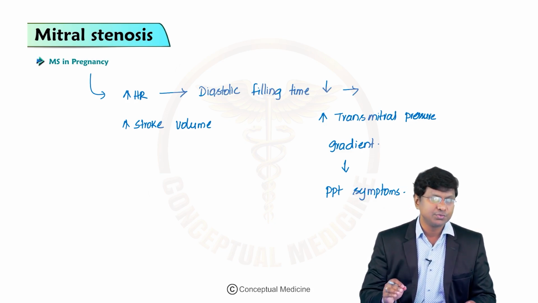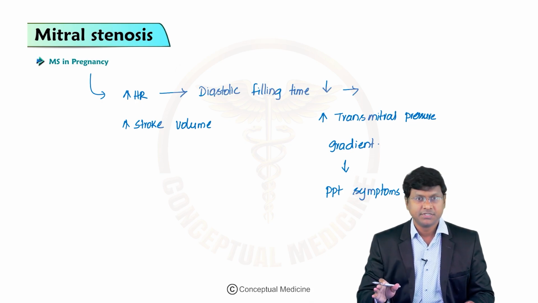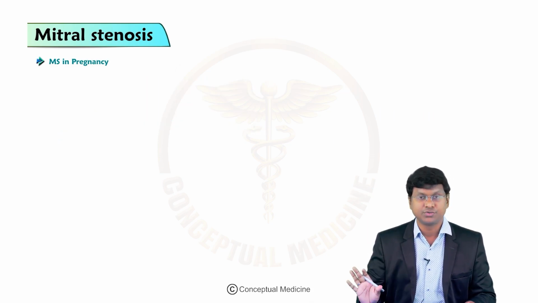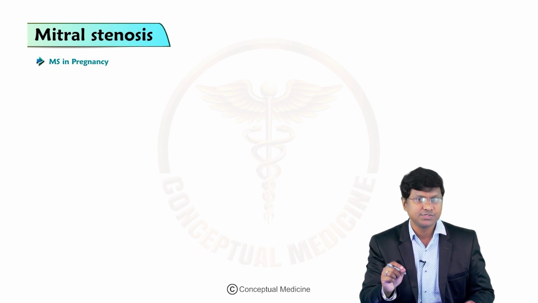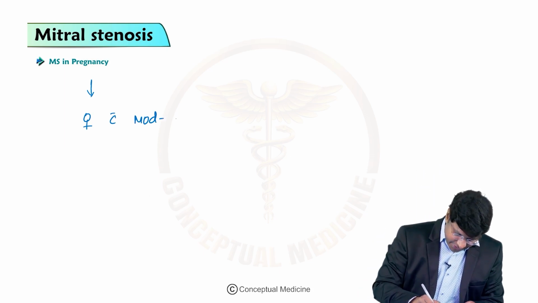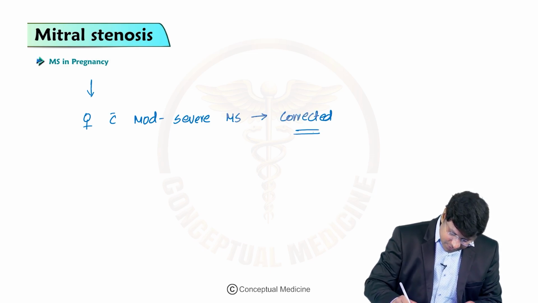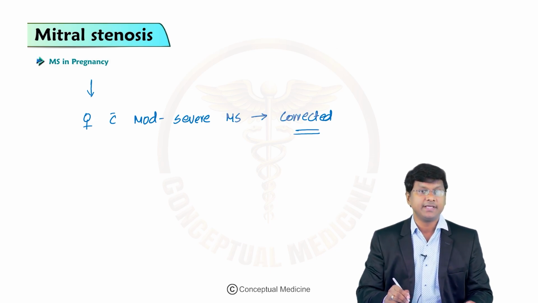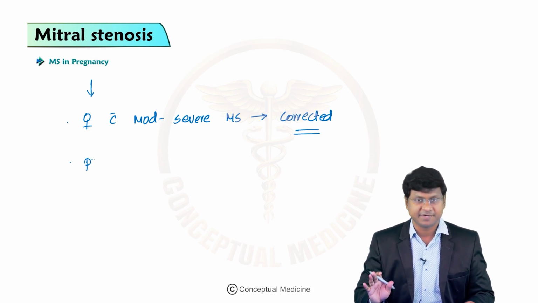Okay, so in particular towards the end of the pregnancy, the cardiac output continues to be maintained by an increase in heart rate and increase in mitral gradient by shortening the diastolic filling time. Next, patients with moderate to severe mitral stenosis should have the condition corrected prior to becoming pregnant if possible. So in females with moderate to severe mitral stenosis, the abnormality has to be corrected so that the symptoms will not get precipitated during pregnancy.